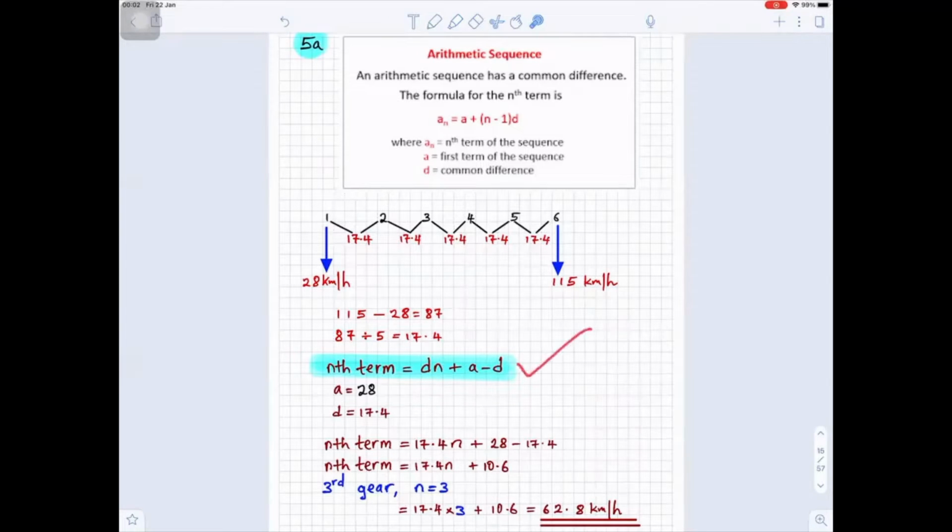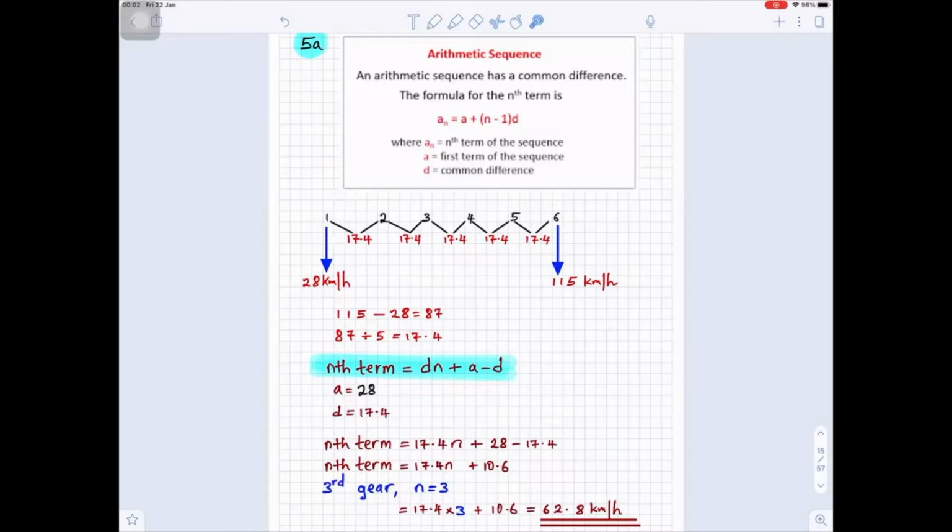Now we use this formula for the nth term, dn plus a minus d. The formula is the same as this one, I've just rearranged it slightly differently. A is the first term, which is 28. The difference is 17.4. So using that formula for the nth term, the difference is 17.4 times n, plus A is 28 minus D is 17.4. So that will give us 17.4n plus 28 minus 17.4, which gives you 10.6.